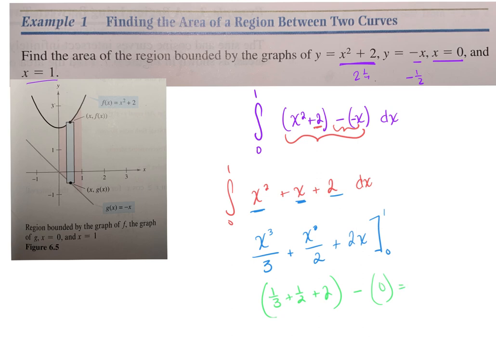My common denominator here is 6. So this is 2 over 6. This is 3 over 6. This is 12 over 6. So 2 plus 3 plus 12 is 17 over 6, and that is my answer.